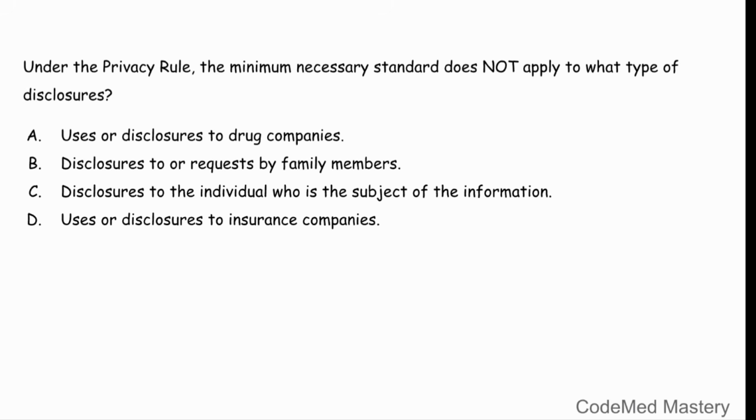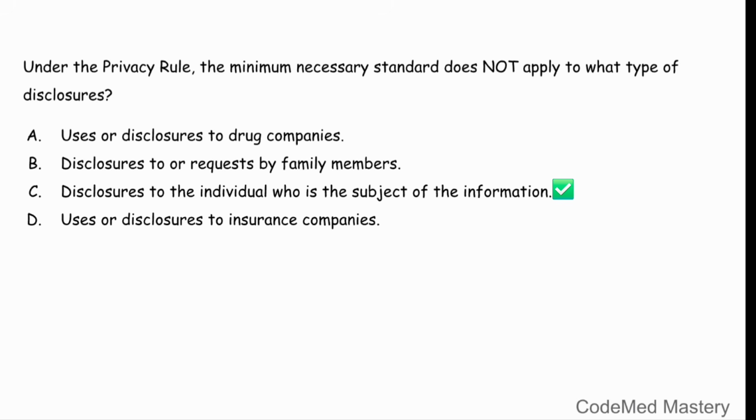So what is the correct answer? The correct answer is disclosures to the individual who is the subject of the information. That is option C. Under the HIPAA privacy rule, the minimum necessary standard does not apply when a patient requests access to their own protected health information.